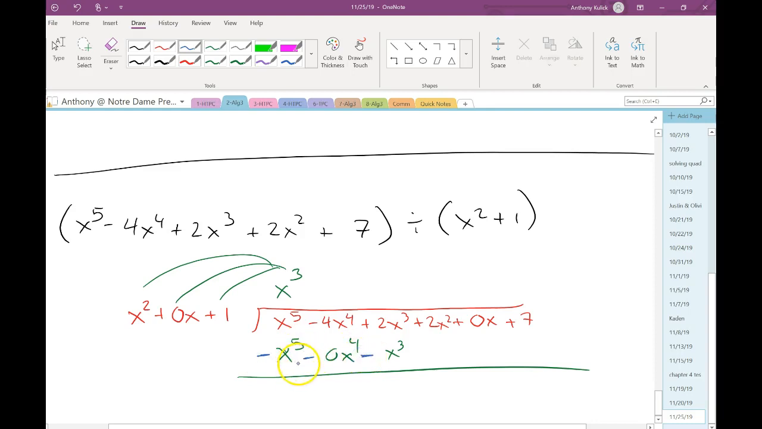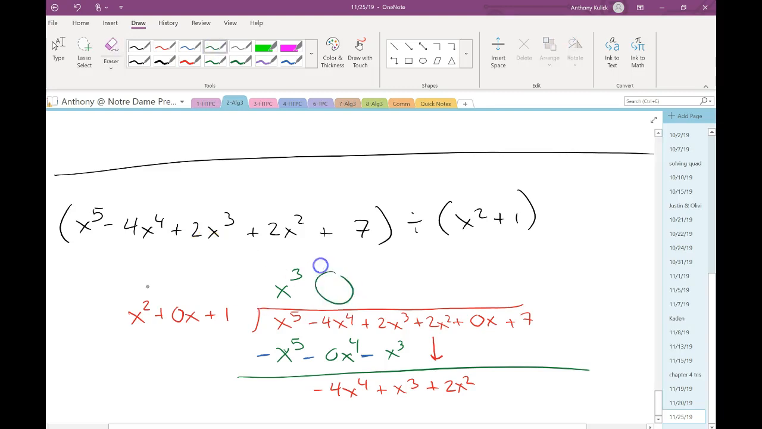So x to the fifth minus x to the fifth is 0. Negative 4x to the fourth minus 0 is still negative 4x to the fourth. 2x cubed minus x cubed is just x cubed. And then we'll bring down the next term and repeat.